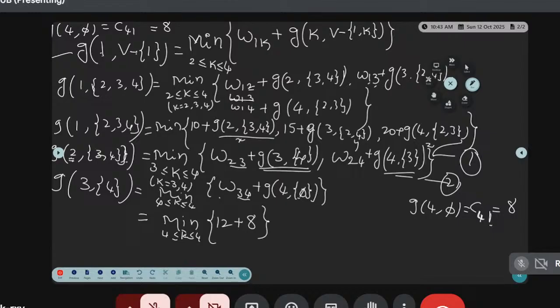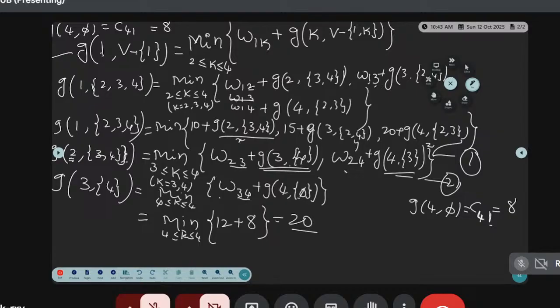In the bracket, if multiple values are there, we'll find a minimum. 12 plus 8, 20. If we have 20 comma 30 comma 14, we take the minimum. If only one value, that is the final answer, 20. Substitute this 20 here. As W23, you know, weight of 2 to 3, 9 plus 20, 29. Comma, this value 10 plus something. After these two values come, we will select the minimum.